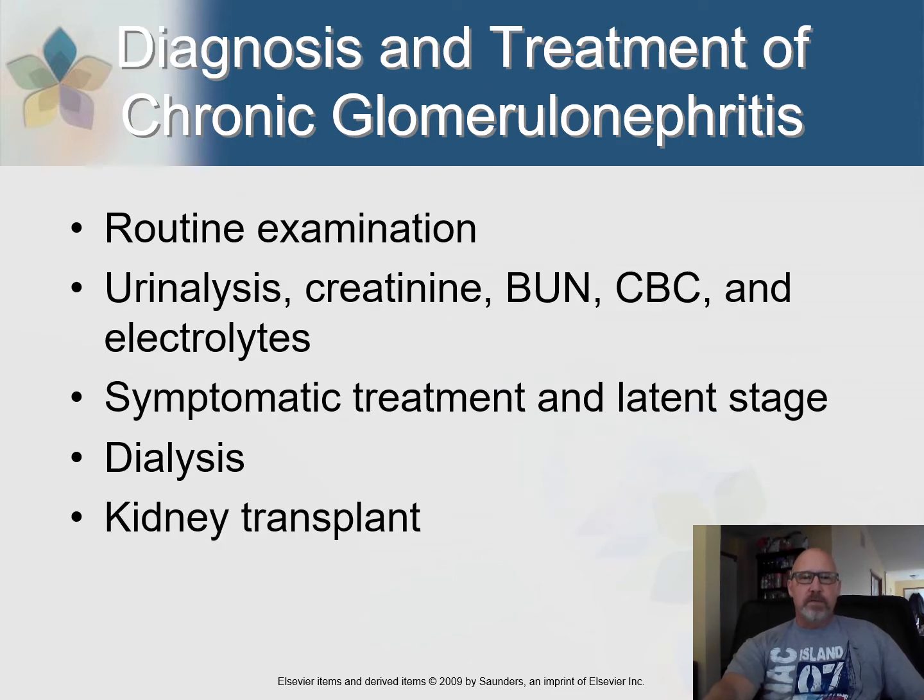So what do we have to do? Routine examinations, urinalysis, BUN, CBCs. You do it on a regular basis. You have baselines that you can look at, and now you've got something that you can compare it to, and that's how you determine whether they're chronic. Do these lab values look the same as the lab values done 6 months ago or 12 months ago?